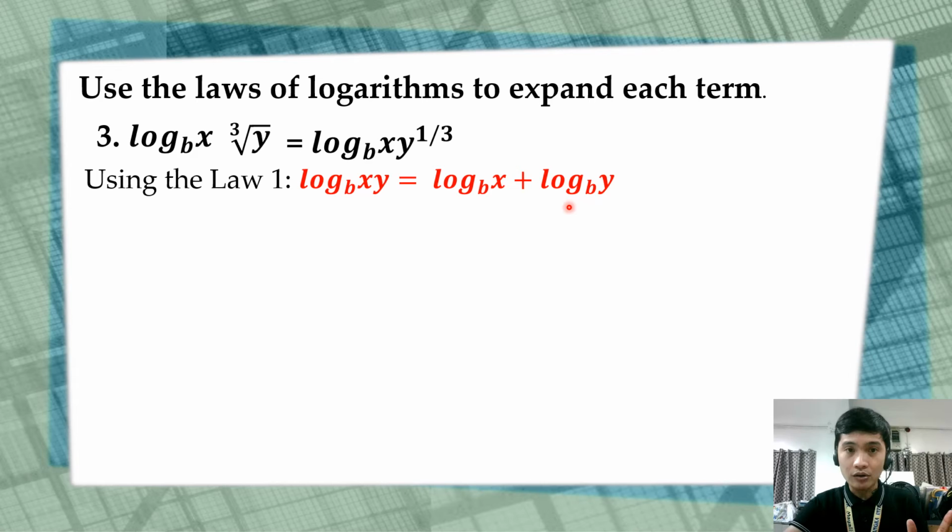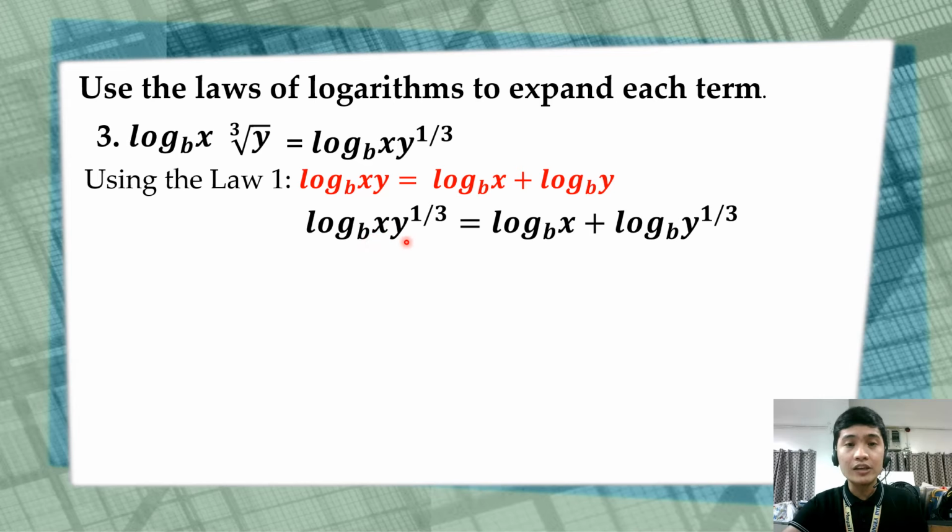I forgot to say a while ago that the expression on the left side, we call the condensed form of the logarithm or the single form of the logarithm. And the expression on the right side, we call the expanded form of the logarithm. So applying this here, we will have logarithm of x y raised to 1/3 base b is equal to logarithm of x base b plus logarithm of y raised to 1/3 base b. But we still have another law to use in order to get the full expanded form of this logarithm.